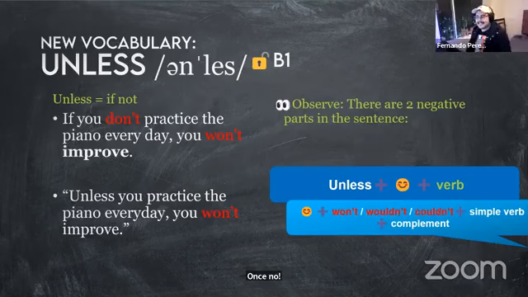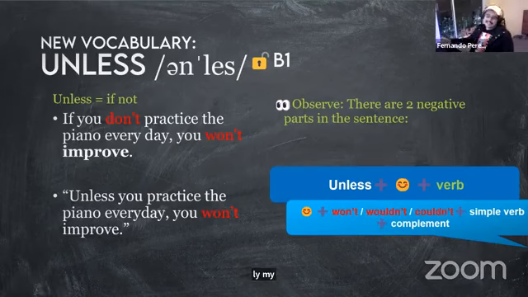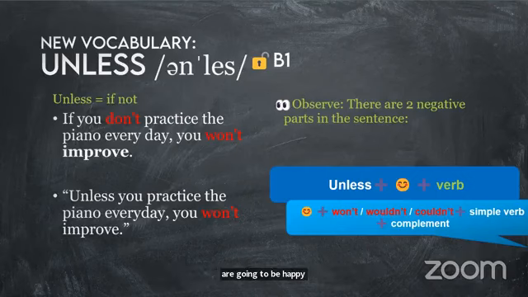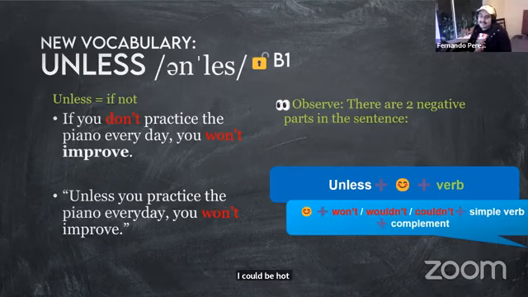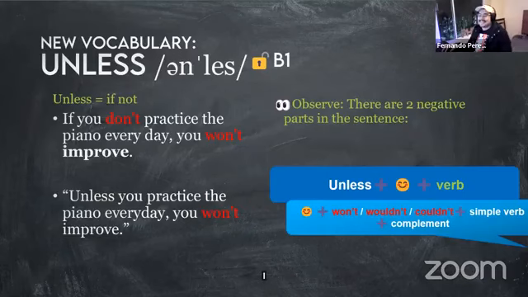Unless my friends see me. Exactly. Very good. Because if your friends see you, you are going to be happy. I would be sad. Unless my friends see me, I would be sad. Exactly.